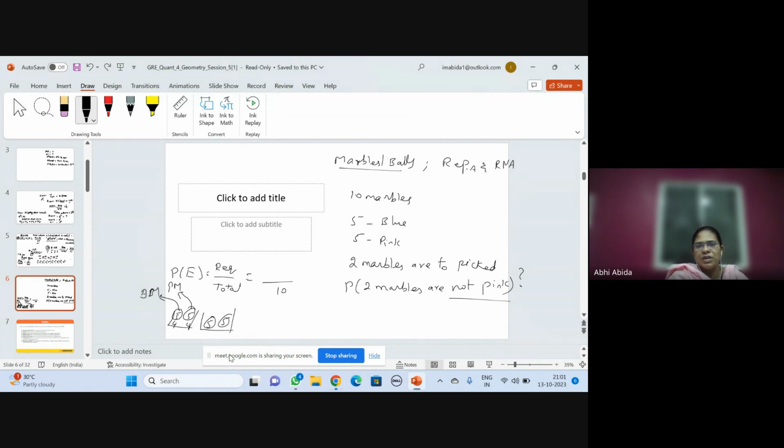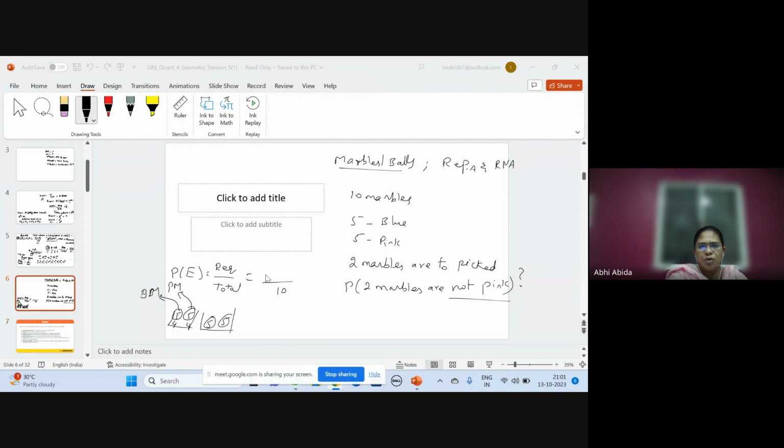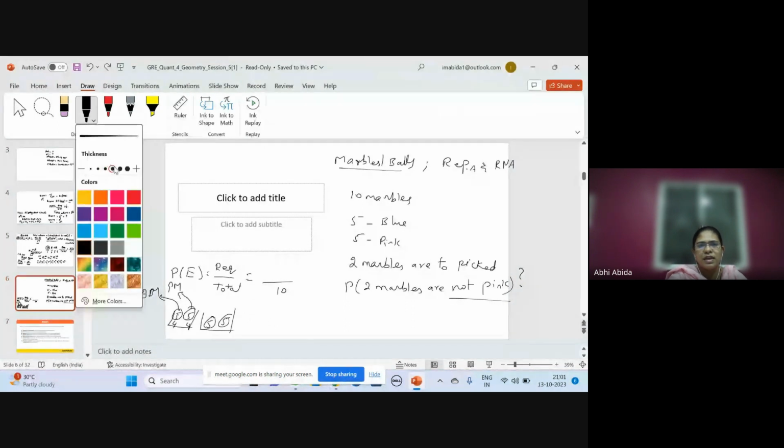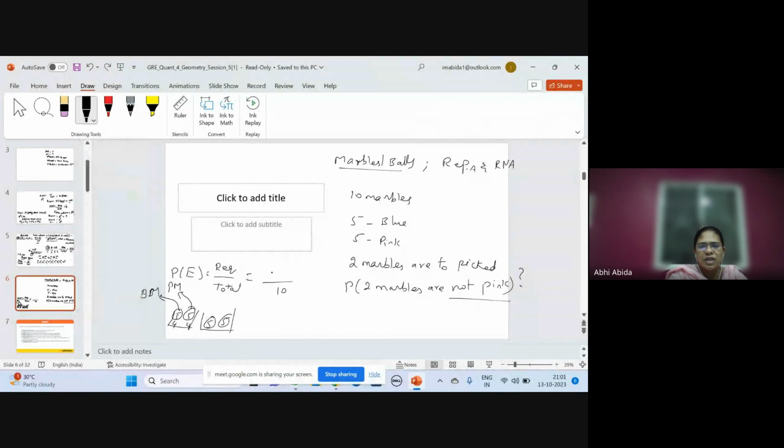So whenever repetition is allowed, how to do it? We have to pick 2 balls, so 2 balls are to be selected randomly. For the first selection, let us say the question here is both are not pink. I already told you P of E is equal to required by total. This is the basic stuff. And for the event not happening, P of E bar will be 1 minus P of E. So first of all, you find out P of E and then you subtract it.